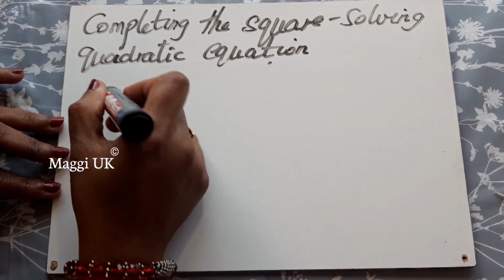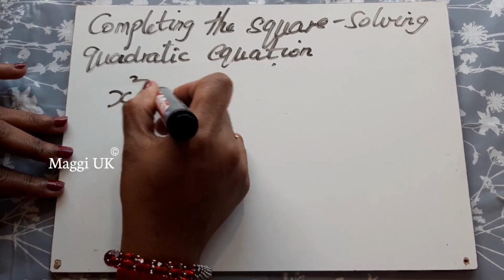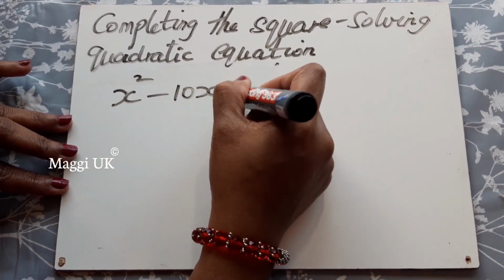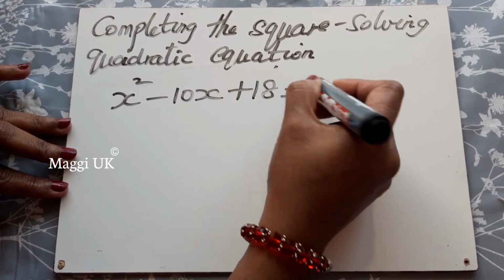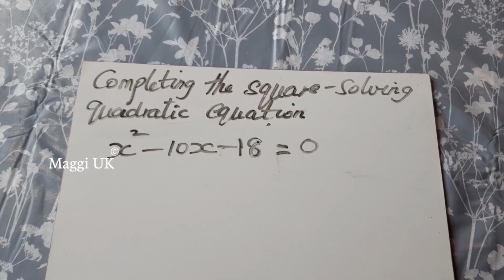So I'm going to give one sum to my son. x squared minus 10x plus 18 equals 0. So he's going to do this one.